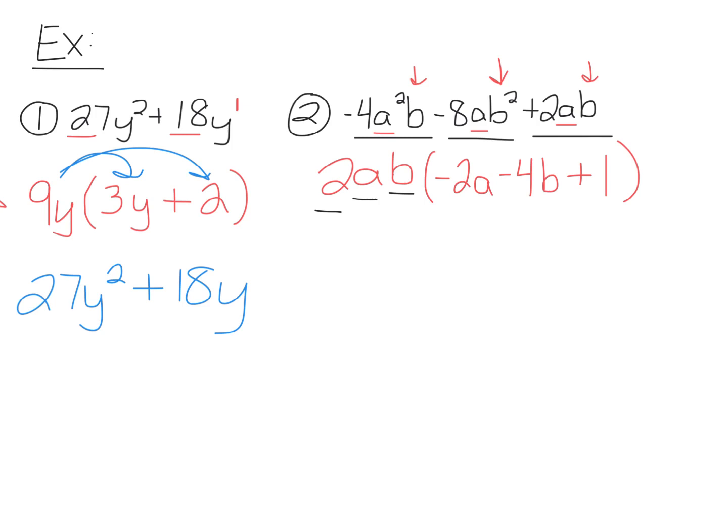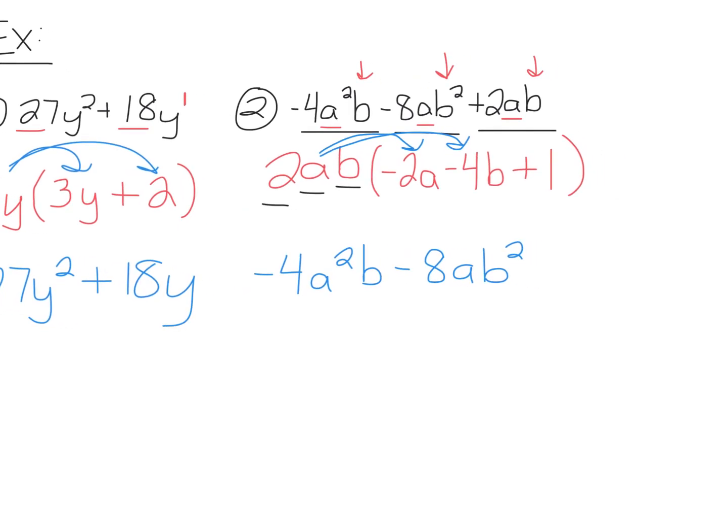Again, how can you check if you did it correctly? Distribute back. Okay, let me show that process one more time. So we take 2AB times -2A, A squared B, so we're good there. 2AB times -4B, so we have -8AB squared. And then 2AB times 1, just 2AB.